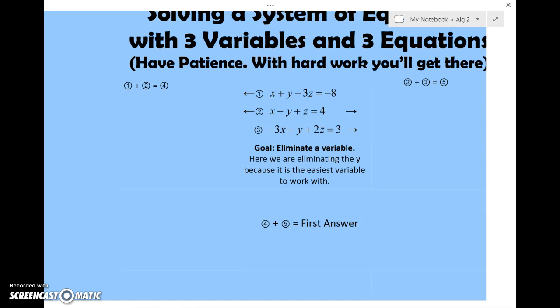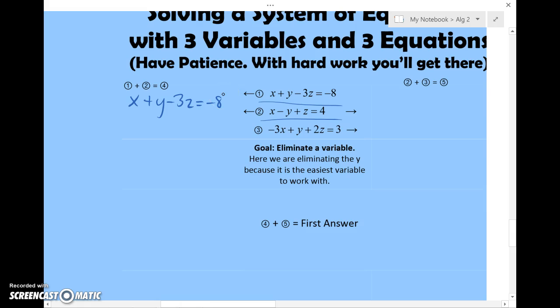Alright, so remember, the first step with these equations is you want to take number 1 and number 2, and we're going to move them over to the left. And again, the most important part of these problems is to keep yourself organized. If you don't keep yourself organized, you're going to increase the chances of making a mistake. Alright, so let's start by moving number 1 over to the left here. So x plus y plus 3z equals negative 8.